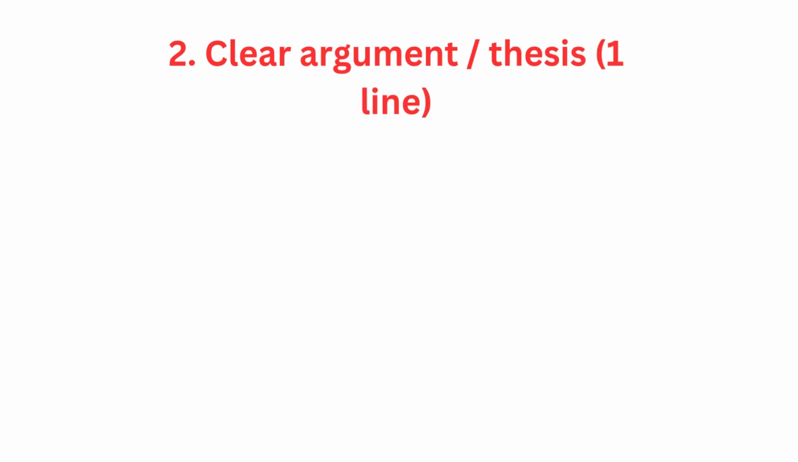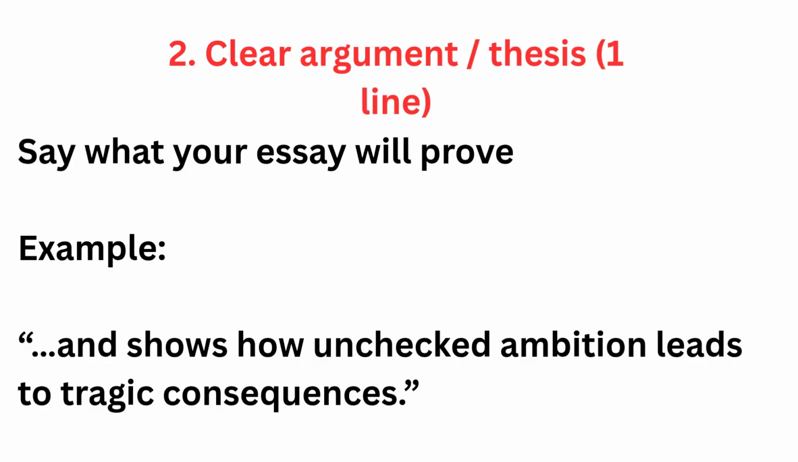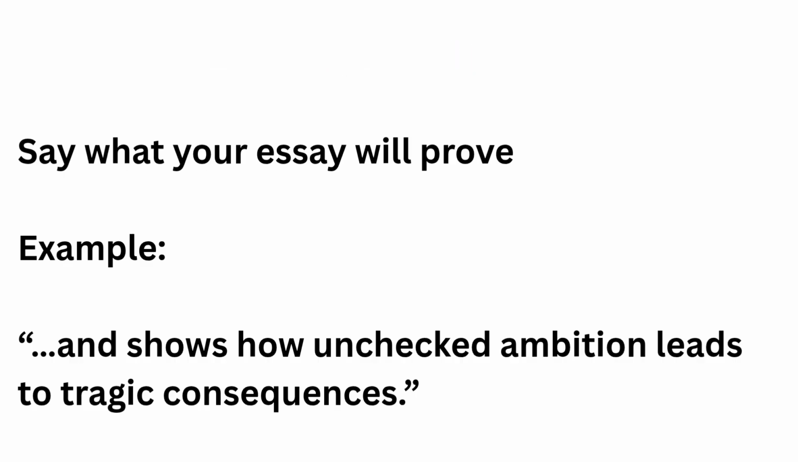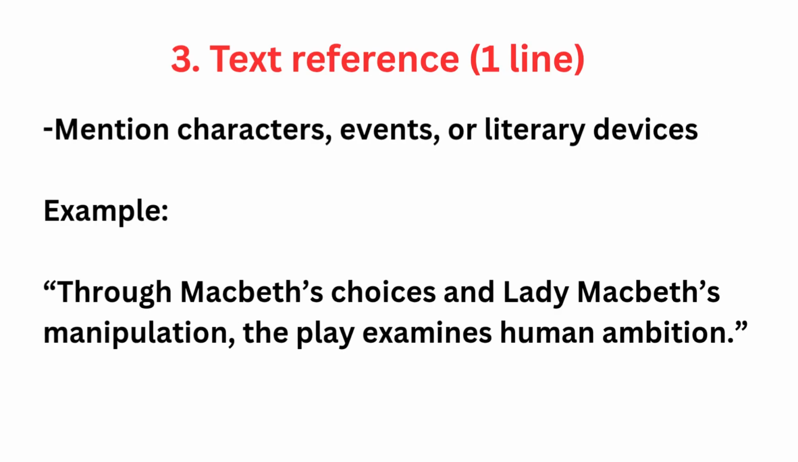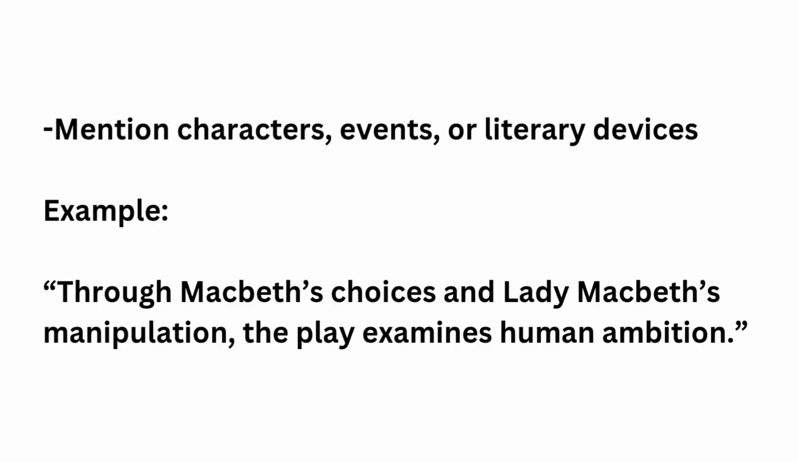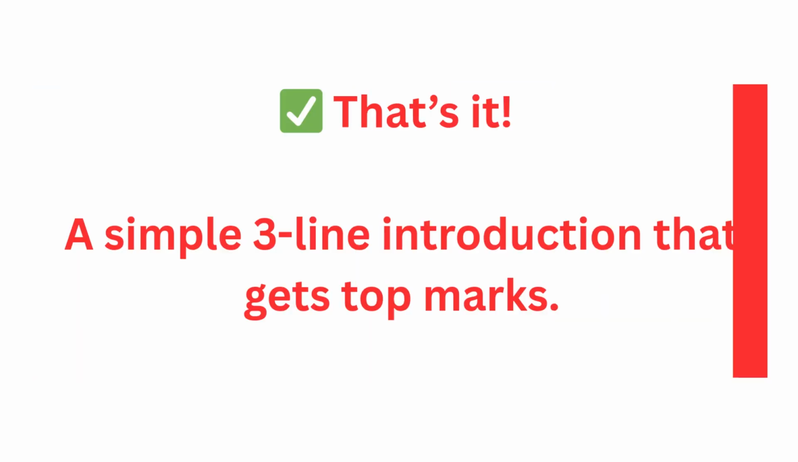Number 2, clear argument, or you can call it thesis. It comprises 1 line. Say what your essay will prove. For example, it shows how unchecked ambition leads to tragic consequences. Number 3, text reference. Mention characters, events, or literary devices. For example, through Macbeth's choices and Lady Macbeth's manipulation, the play examines human ambition. That's it, a simple 3-line introduction that gets top marks.